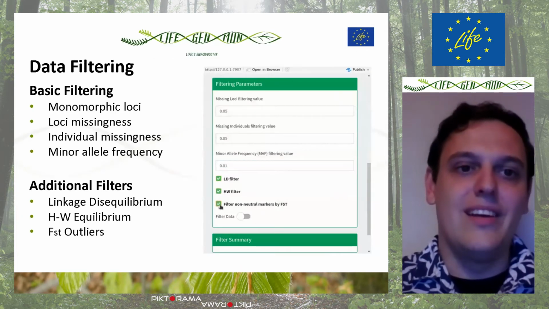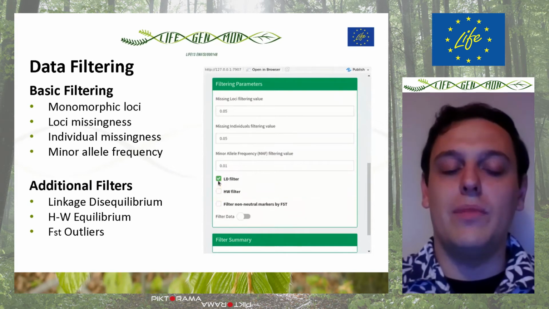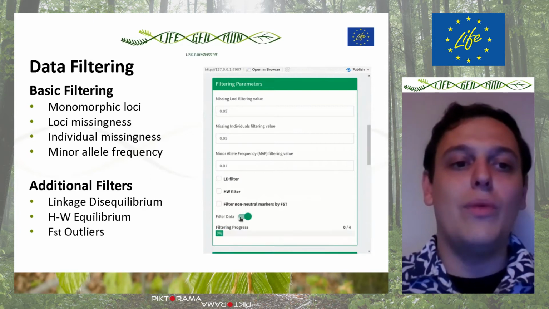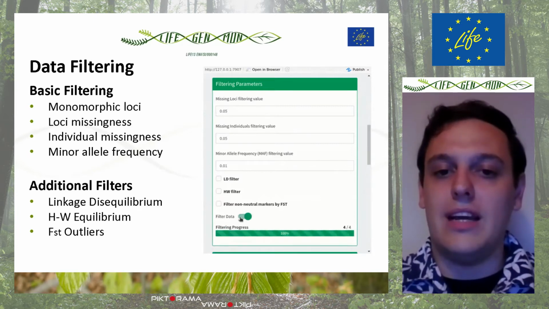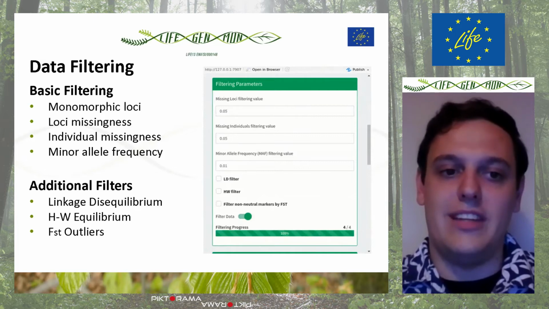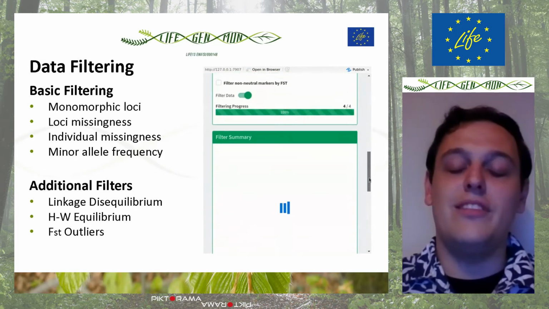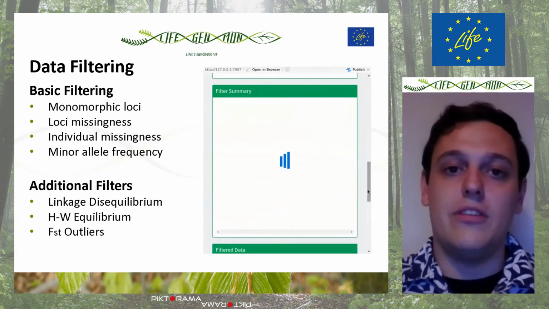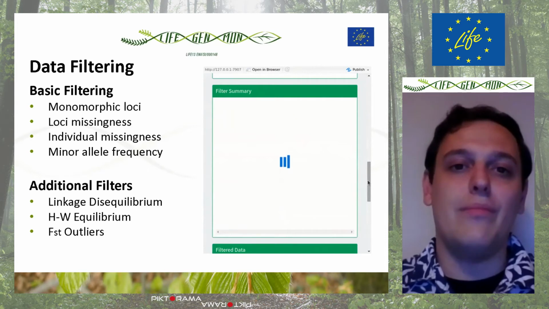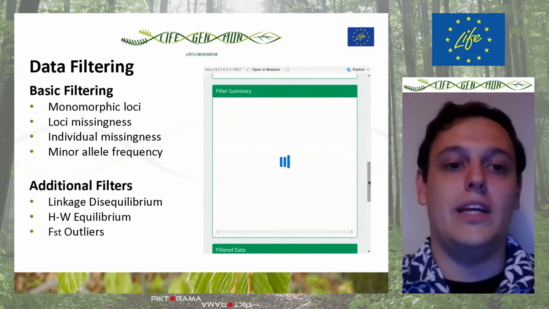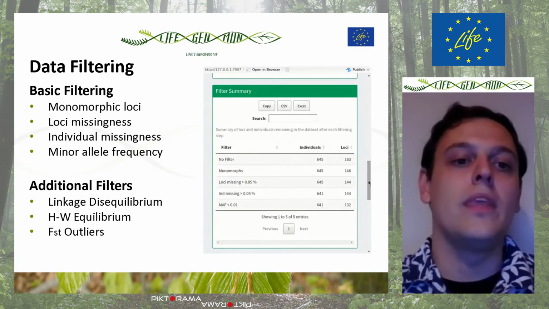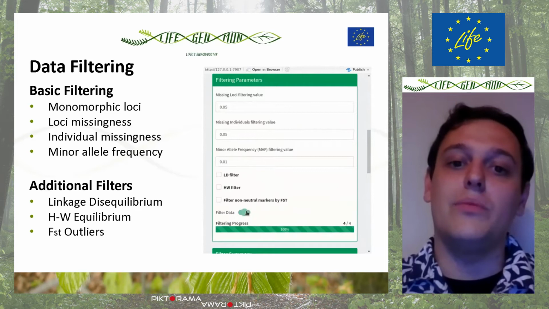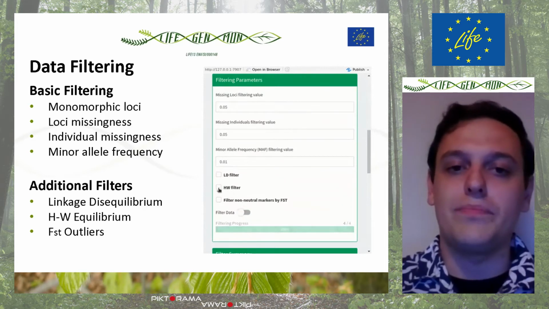Next is data filtering. And within this, there are two different filtering implementations, being basic filtering and then optional additional filters. When you carry out basic filtering, all loci and samples are subjected to this when you filter the data. The first part of this is filtering monomorphic loci, which are loci which show no variation across the entire data set and therefore can't be used to segregate individuals or populations from each other genetically. You can also filter both loci and individuals by the degree of missing data within them by a user-defined threshold.